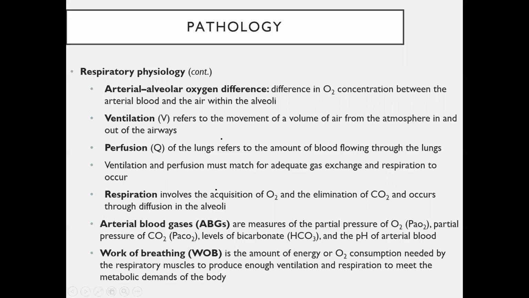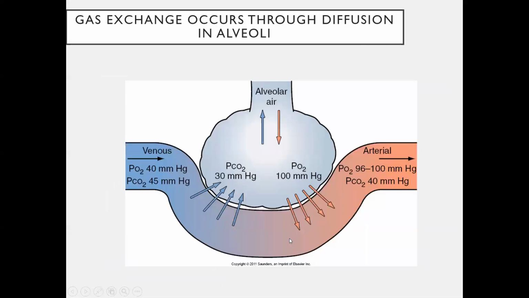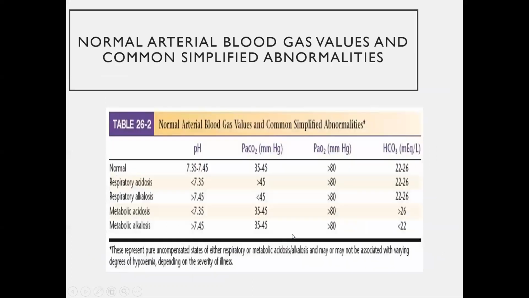Arterial blood gases are measures of the partial pressure of oxygen, PaO2, and the partial pressure of carbon dioxide, the levels of bicarbonate, and the pH level of the blood. The work of breathing is the amount of energy or oxygen consumption needed by the respiratory muscles to produce enough ventilation or respiration to meet the metabolic demands of the body. Remember, the body is always going to have a metabolic demand for oxygen as long as the body is alive. So here's what the gas exchange looks like.